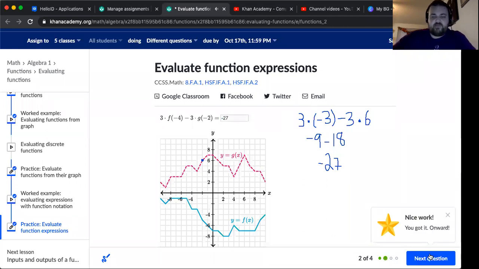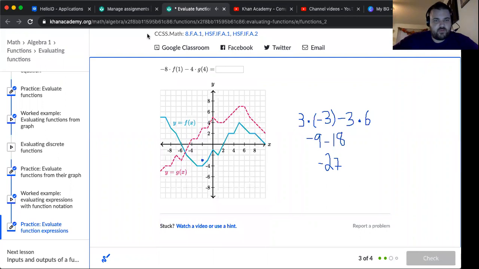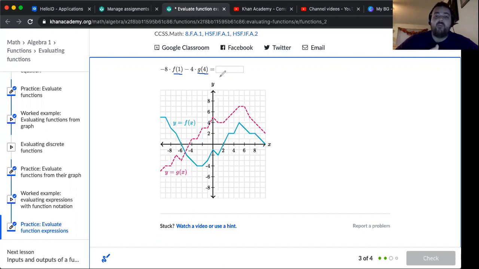1 for 1. Let's do 3 more. All right, here we go. Okay. Let me go ahead and clear off all my drawings there, and move this guy out of the way a little bit. All right, so we have this new expression, -8 times f of 1 minus 4 times g of 4. We're going to find those 2 input values. We're going to find those 2 output values and plug them into this expression of ours.